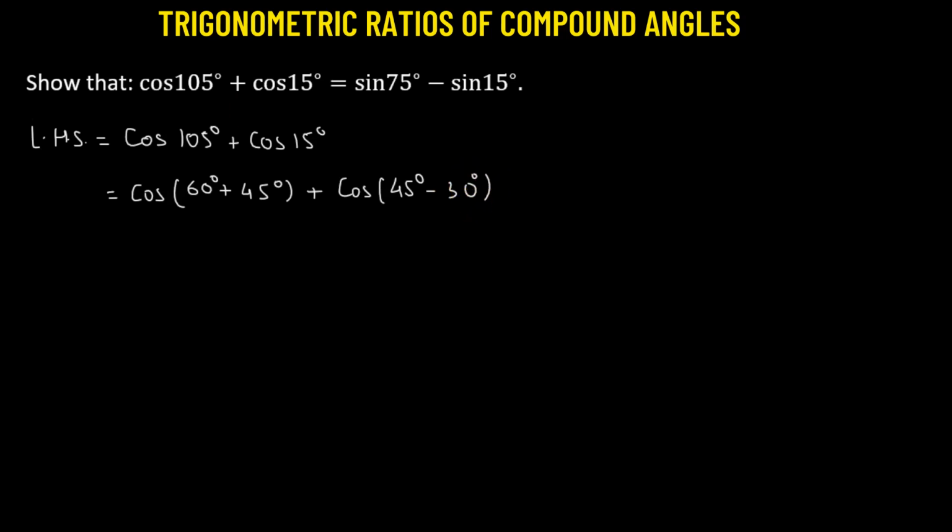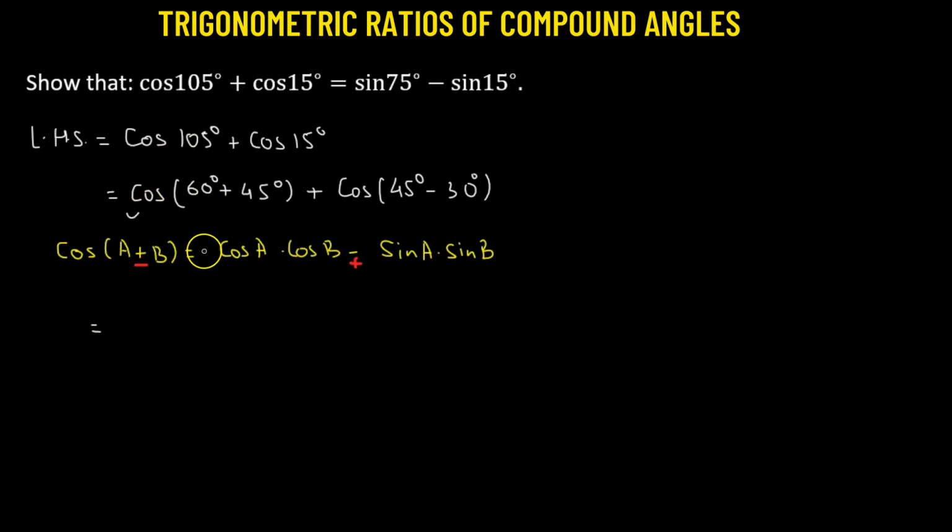The reason why we're doing it in this particular fashion is because we know that cosine of A plus B equals cosine of A times cosine of B minus sine of A times sine of B. And if we want to find out the value of cosine of A minus B, then we will get cosine of A times cosine of B plus sine of A times sine of B. So let's begin. We'll start with the first term.